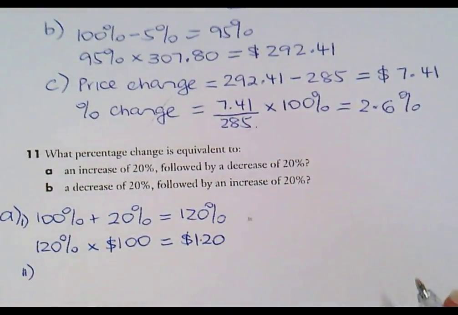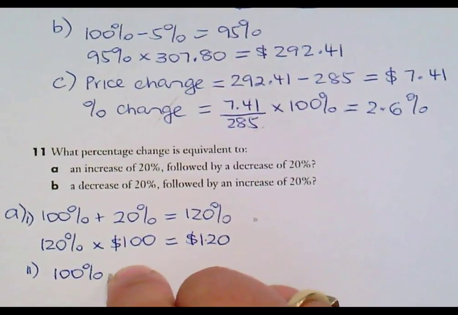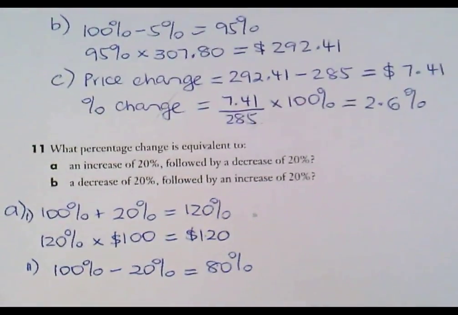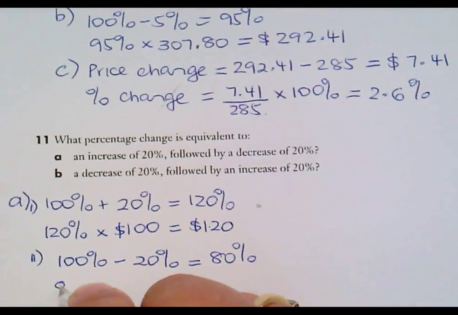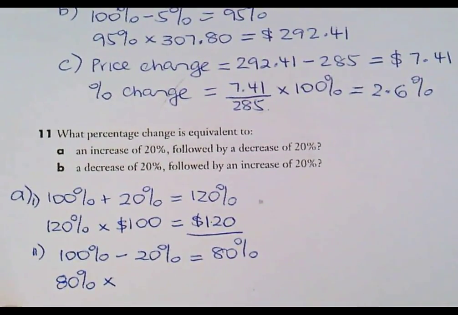Part 2 is my 20% decrease. How do I do a 20% decrease? 100% minus 20% is 80%. So I do 80% of what? What did I do before, girls?